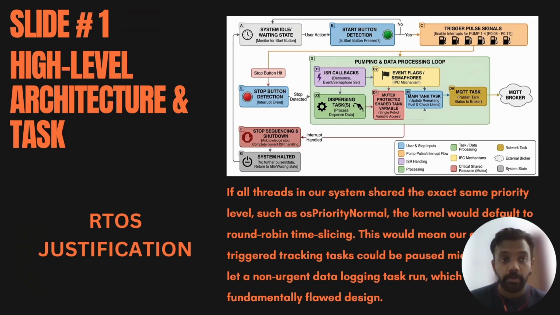Alright, for our first slide, I'm going to explain the high-level architecture and tasks, and justify why the RTOS is important. If all the threads in our system share the exact same priority level, such as OS priority normal, the kernel would default to round-robin time slicing. What issue would this cause? Well, this would mean our critical edge-triggered tracking task could be paused mid-execution to let a non-urgent data logging task run, which represents a fundamentally flawed design, and it would be totally unacceptable.